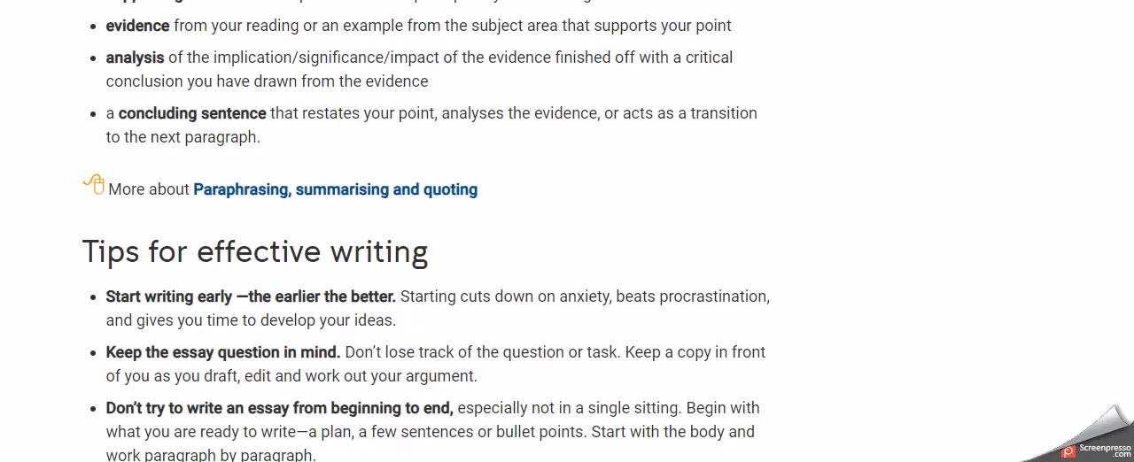Of course, you should learn more about paraphrasing, summarizing, and quoting as you write your paragraphs, okay? Because these techniques are of paramount importance to writing, okay?